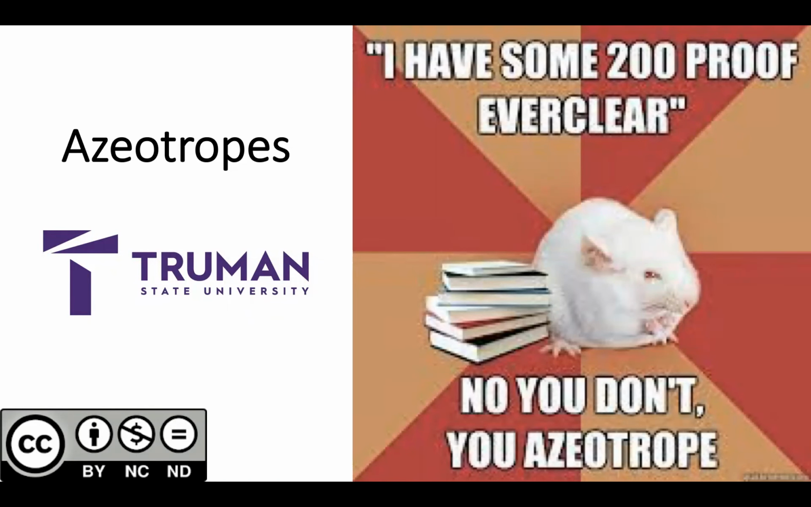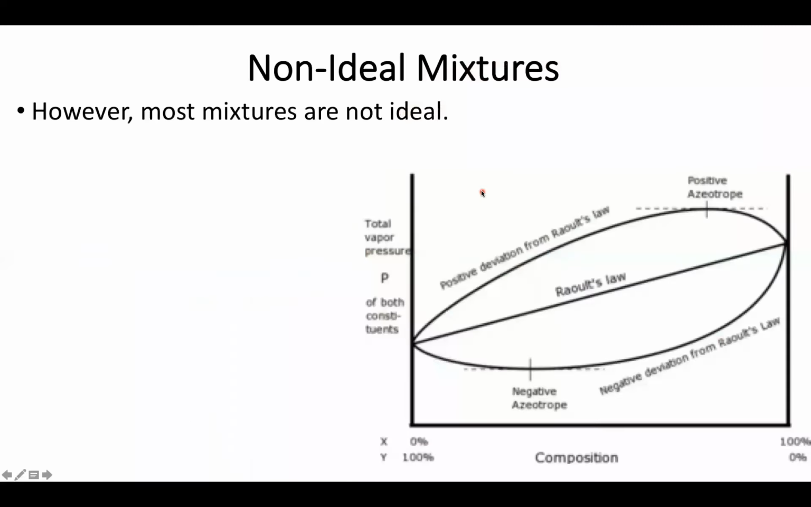So last time we talked about how you can use Raoult's law to determine the vapor pressure of gas above essentially a mixed liquid if these two systems have similar IMFs, or intermolecular forces. These are called ideal mixtures. However, it turns out most mixtures aren't quite so ideal.